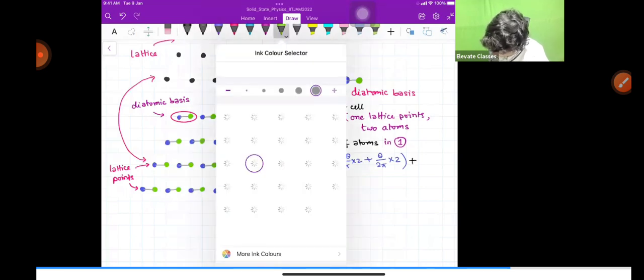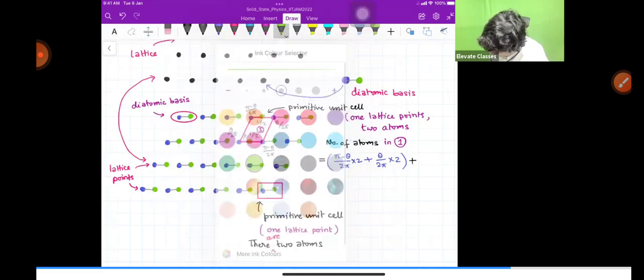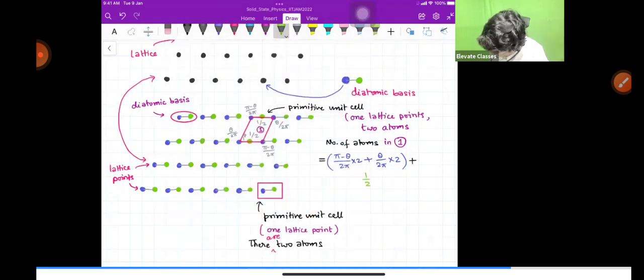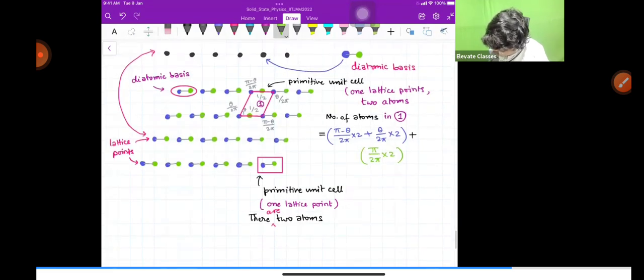Okay. So we have this is 1 by 2. Okay, basically I can write like this. So this is pi by 2 pi, and there are 2 of them. Okay, so 2. So these are the contributions. So this is the blue atom contribution. This is the green atom contribution. All right, if you add them up, everything, so what you will get? You will get 2.